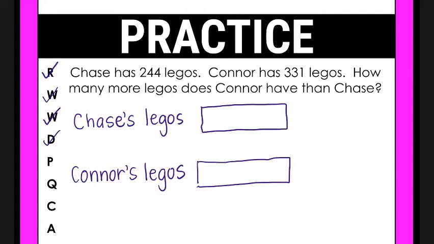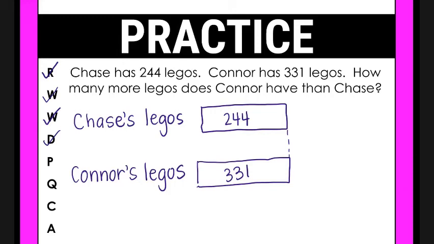Chase has 244 Legos. So we're going to put that in Chase's unit bar. Connor has 331 Legos. Let's put that in Connor's. But wait a minute, something doesn't look right, does it? Are 244 and 331 the same? Are they equal? They're not.